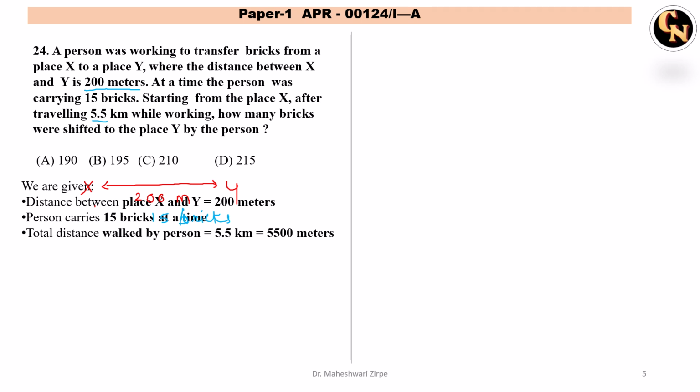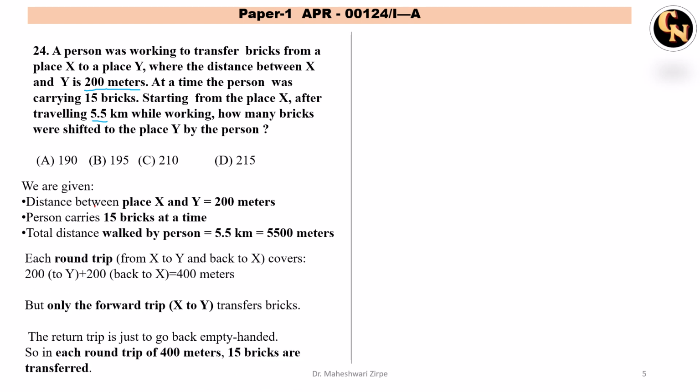Now let us see what we can do. I have shown you the diagrammatic representation. The distance traveled between x and y is 200 meters, the person carries 15 bricks at a time, as I have shown you, and the total distance walked by the person is 5500 meters.